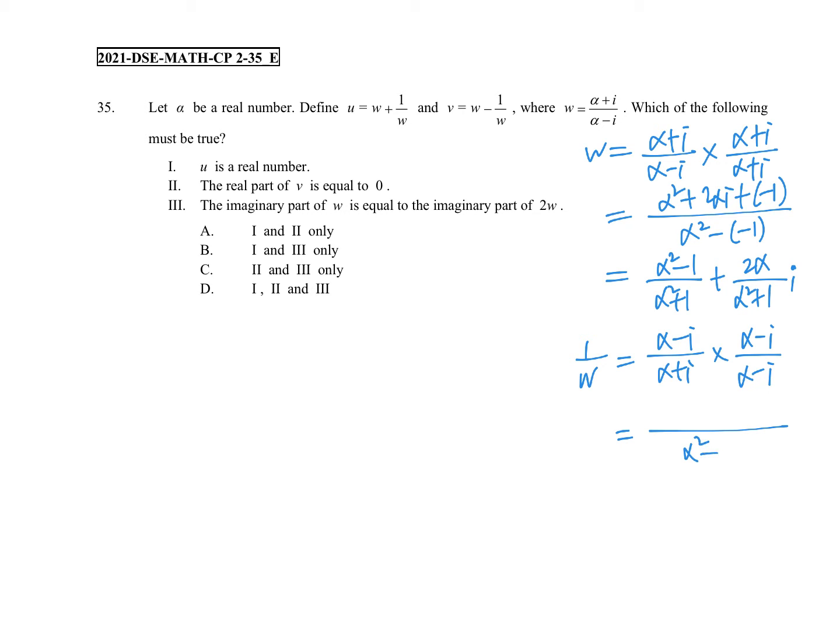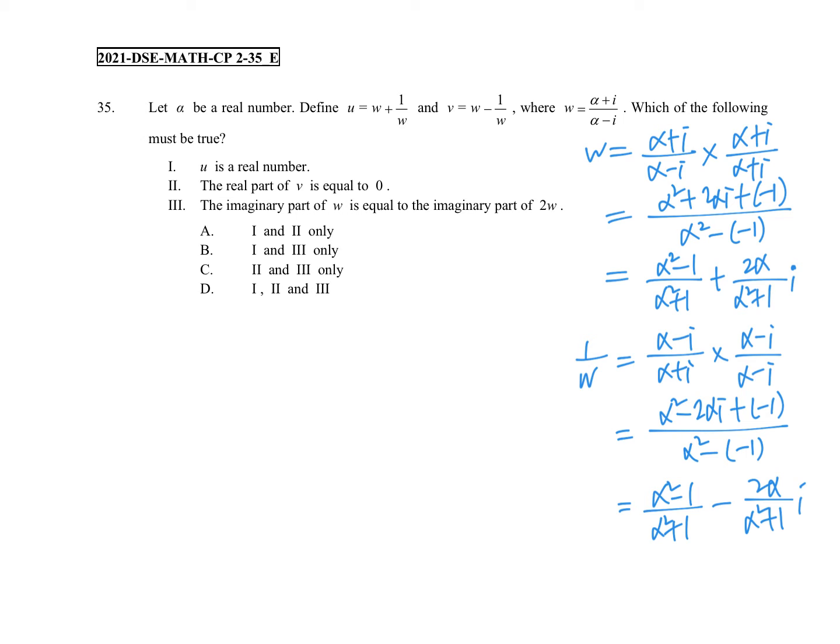For the denominator similarly, we replace i squared by -1. But for the numerator this time, that will be the perfect square, the square of alpha minus i. So that will be A squared minus 2AB plus B squared, and i squared is -1. So here that will be alpha squared minus 1 over alpha squared plus 1 minus 2 alpha over alpha squared plus 1 i. And then we have W and 1 over W.